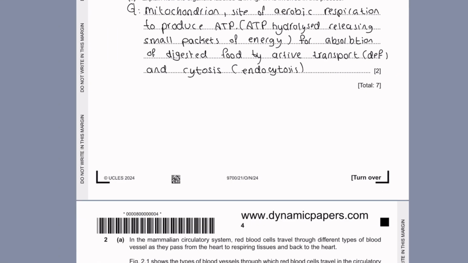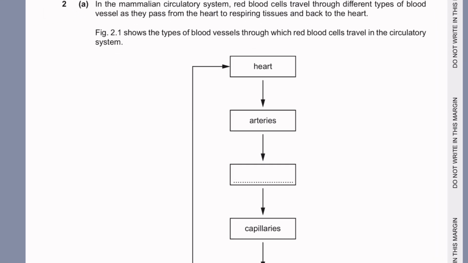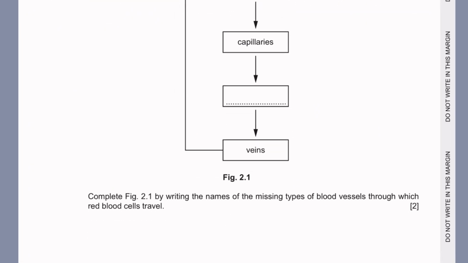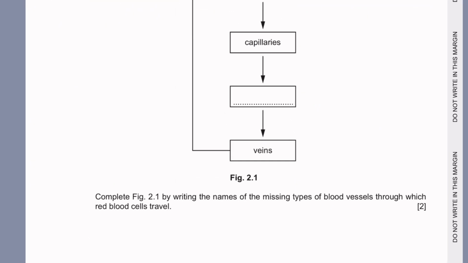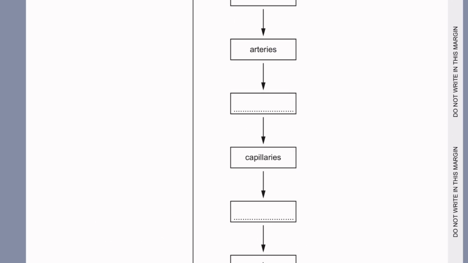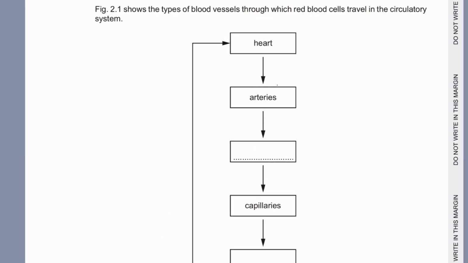Now let's move on to question 2. In the mammalian circulatory system, red blood cells travel through different types of blood vessels as they pass from the heart to the respiring tissue and back to the heart. This shows the types of blood vessels which red blood cells travel in the circulatory system. Complete figure 2.1 by writing the names of the missing types of blood vessels through which red blood cells pass. So we need to just complete the circulation here.